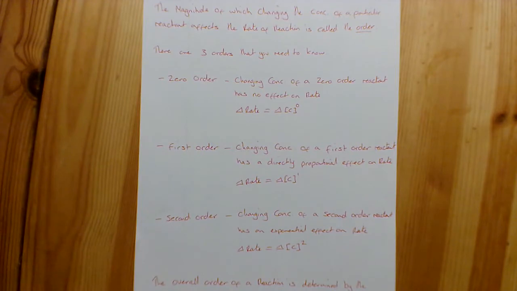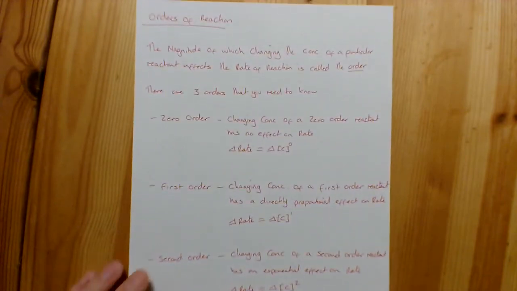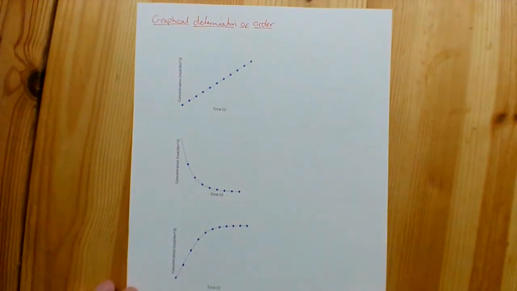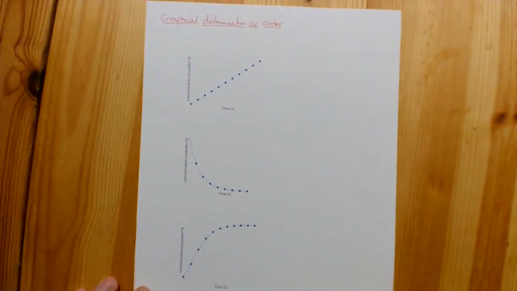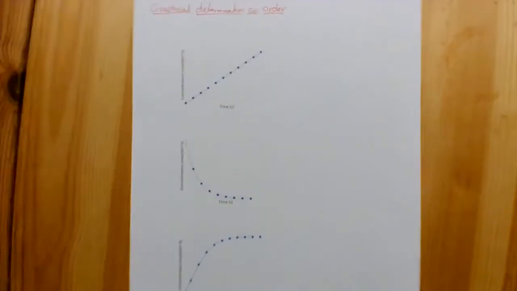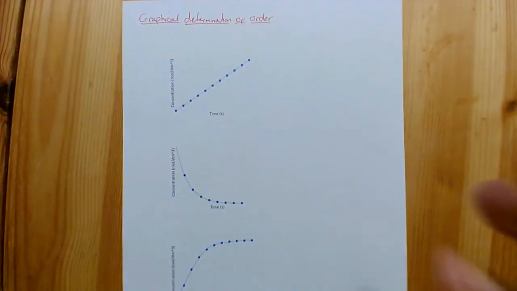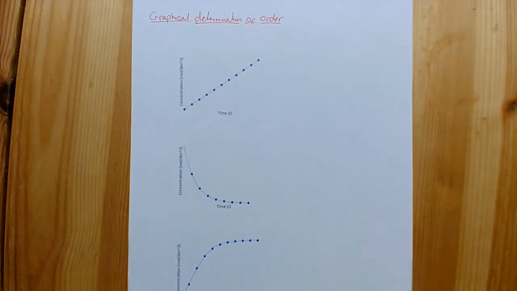And we're going to talk about how you can actually work out what order a reactant is. And there's multiple different ways of doing this. And we're going to start off with the graphical determination of order. So by plotting concentration time graphs, we can identify the order of the reaction.